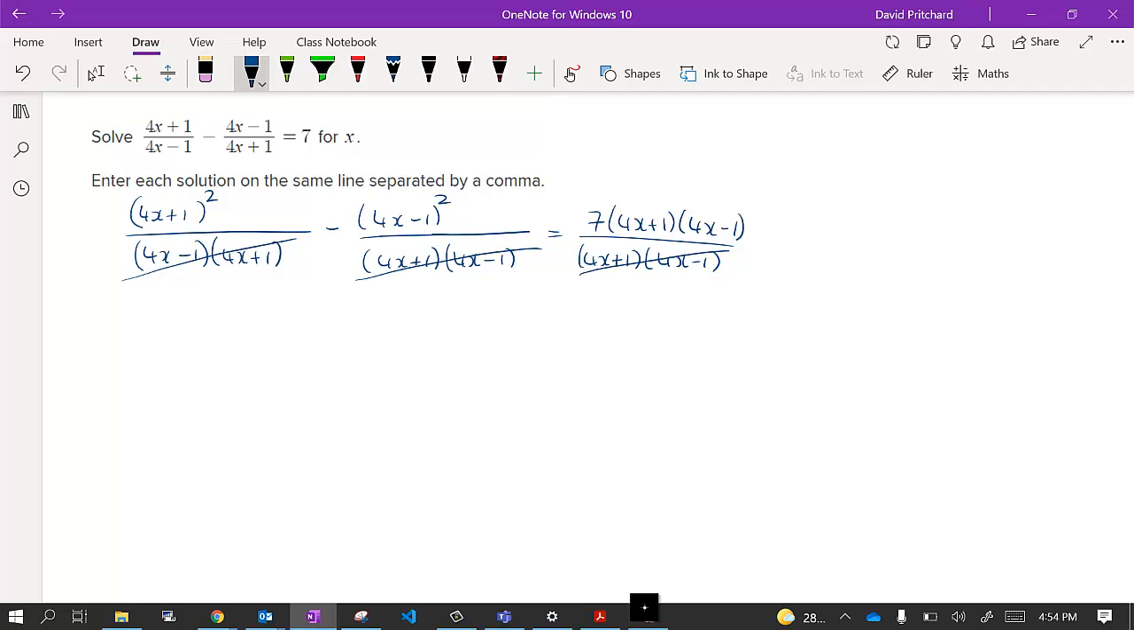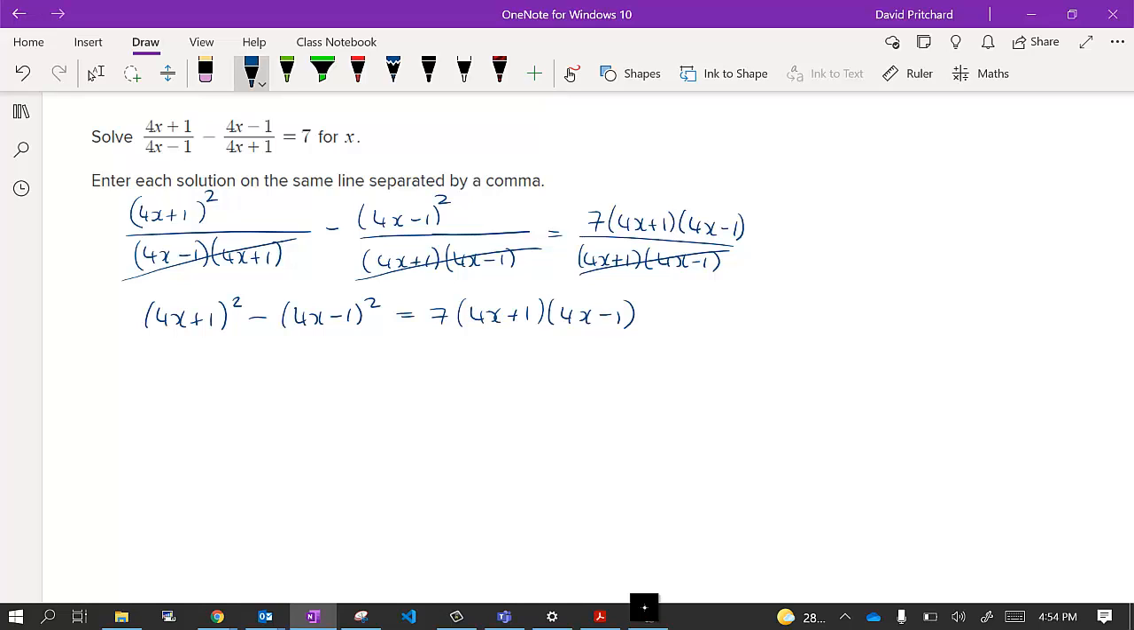Now we can get rid of it. We can multiply by that, and it has no effect. So that simplifies down nicely to 4x plus 1 squared take 4x take 1 squared is equal to 7 lots of 4x plus 1, 4x take 1. Now, I can see a different pattern, but I don't want to mess with your brains today, so I'm not going to go down that path. But we can go through this process of expand and simplify, and I think that'll be the easiest approach for us.